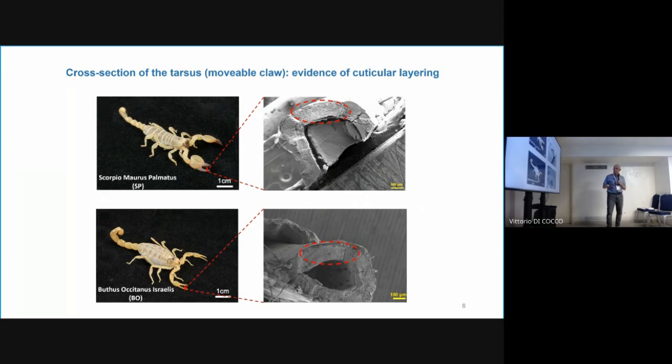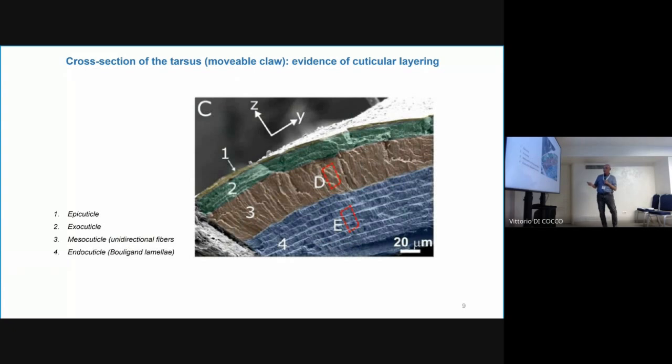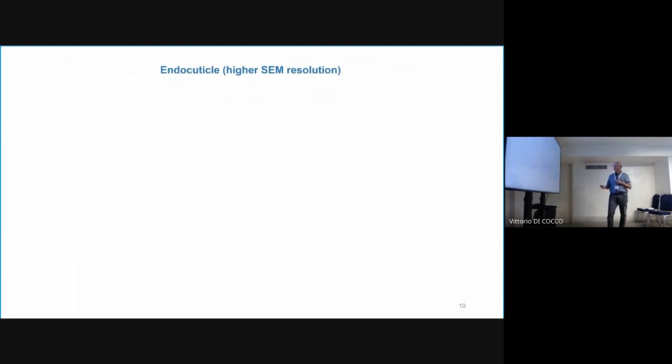If you don't believe me, look at the next picture, look at this. The color is false color, of course, but it's there to emphasize. The cross-section has evidence of layering, cuticular layering. There are 4 layers: epicuticle at the outside, and then exocuticle in green, mesocuticle, which doesn't contain layering, contains fibers, and the endocuticle, which is very clearly layered.